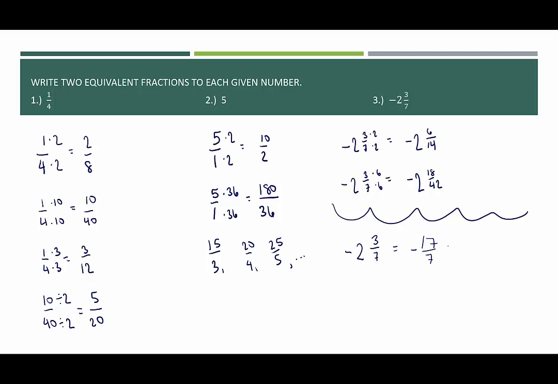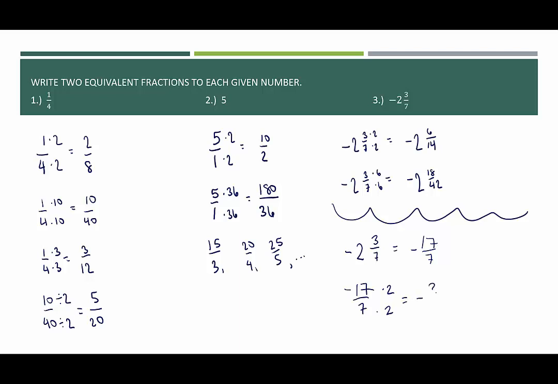You might be asking yourself why. That's because what we're really doing is turning negative 2 into a fraction, negative 2 over 1, and getting it to have that denominator of 7. So we're using equivalent fractions to be able to convert this into an improper fraction. Now that it's an improper fraction, we have negative 17/7, and now we can start multiplying. So maybe I want to multiply by 2 over 2.